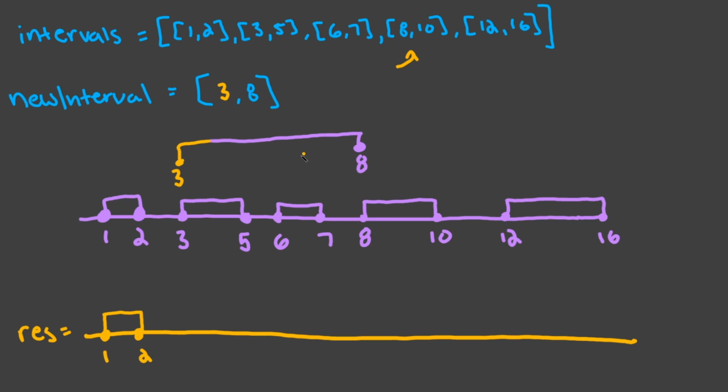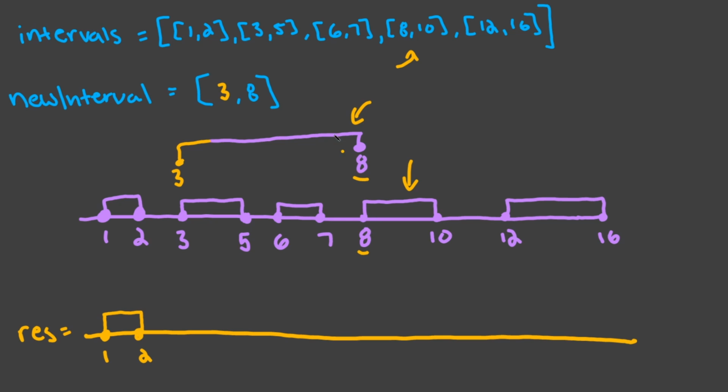And one thing I forgot to mention is that if the points are at the same point, so let's say these 8s, these are technically considered overlapping. And same thing goes for this 3 here. This 3 here would be considered overlapping because they are at the same point. So this interval here and this interval here are considered overlapping because they meet at the same point.